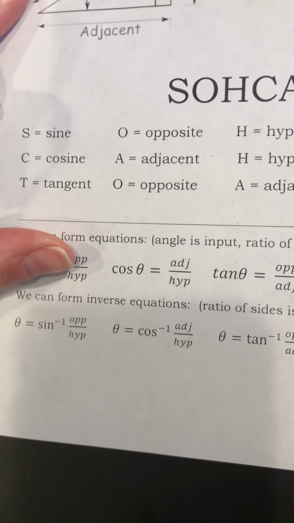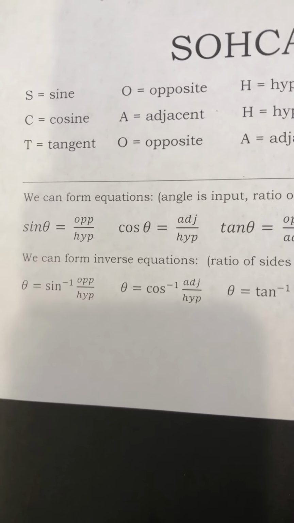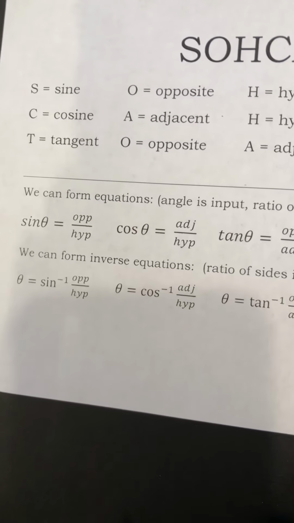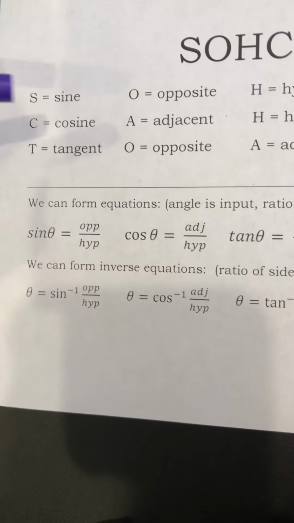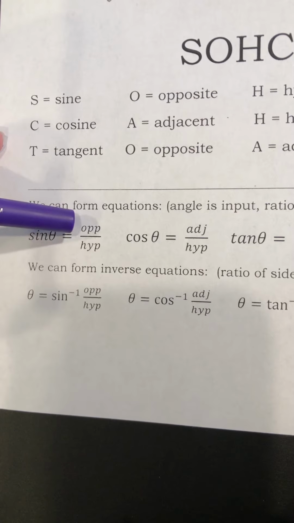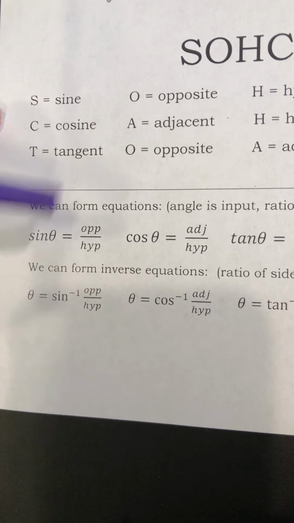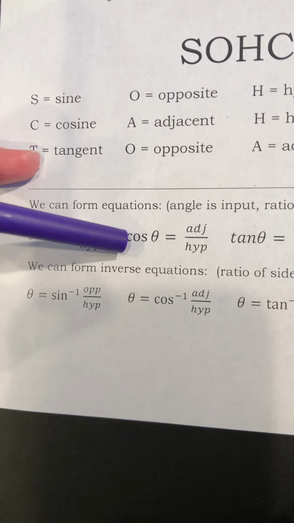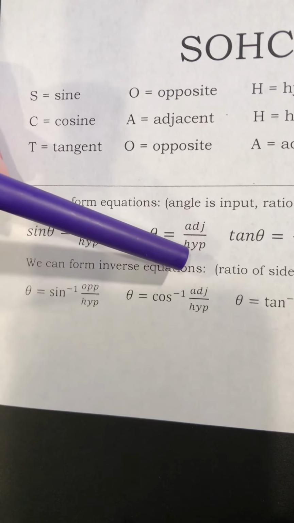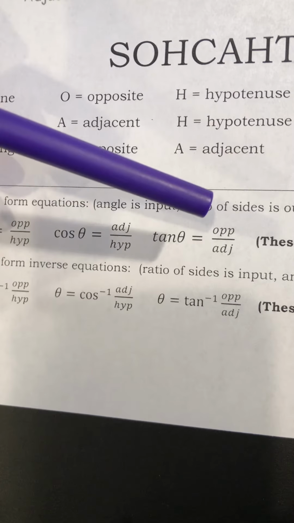So why is that acronym important? Well, this is how I can form some of my trig formulas that are going to help me solve for missing angles and sides. So SOHCAHTOA, the first three letters actually form a nice formula. So the sine of theta, so the sine of some angle that we're given, is equal to the opposite side over the hypotenuse. Okay, that's one formula. Second formula, cosine of theta, meaning the cosine of some angle that we're given, is equal to the adjacent side over the hypotenuse. And the tangent of theta is equal to opposite over adjacent.